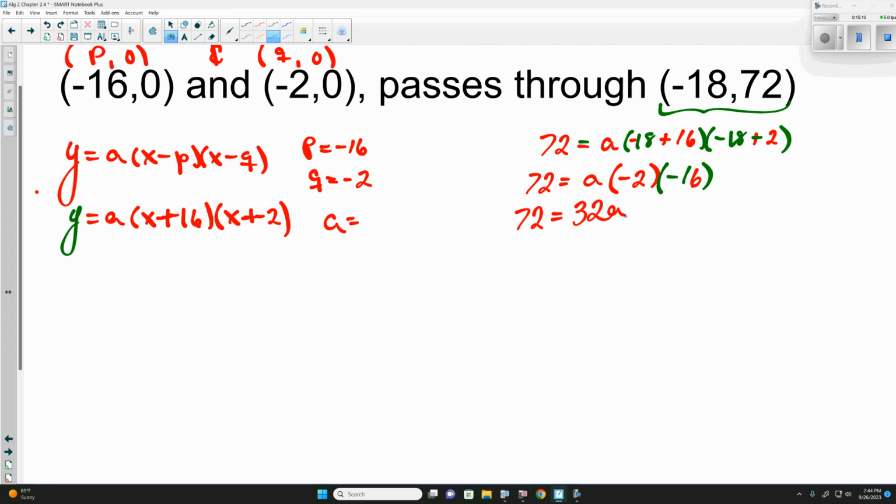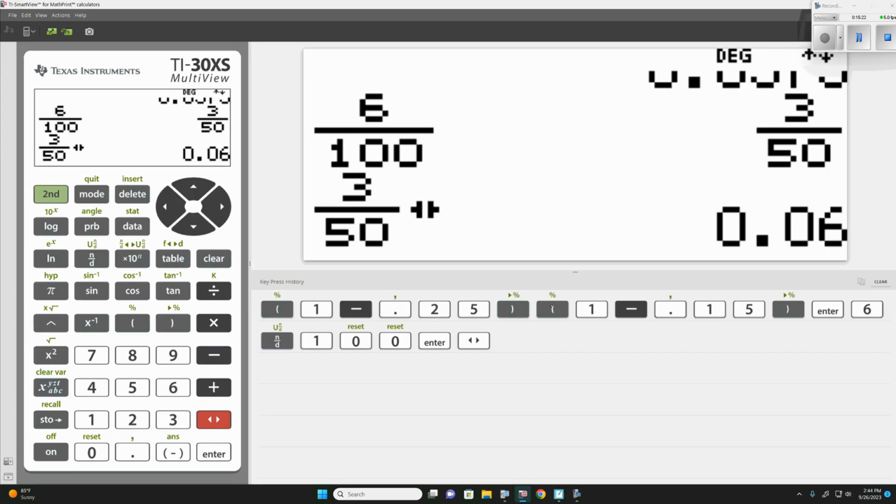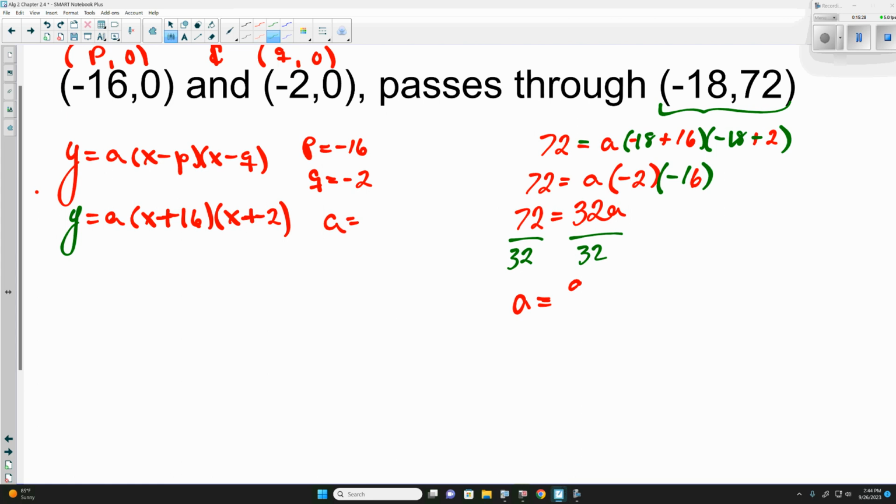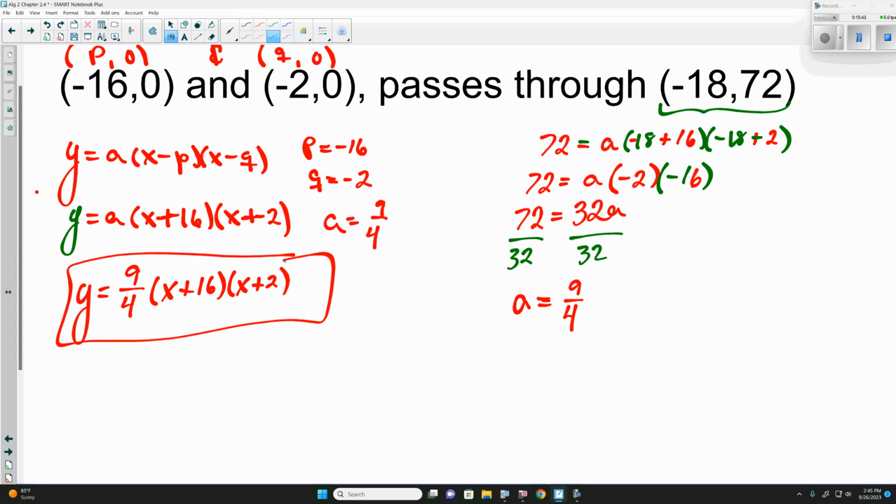Then we would divide. Does 32 go into 72 evenly? No. So a is 9/4. Questions on this here?